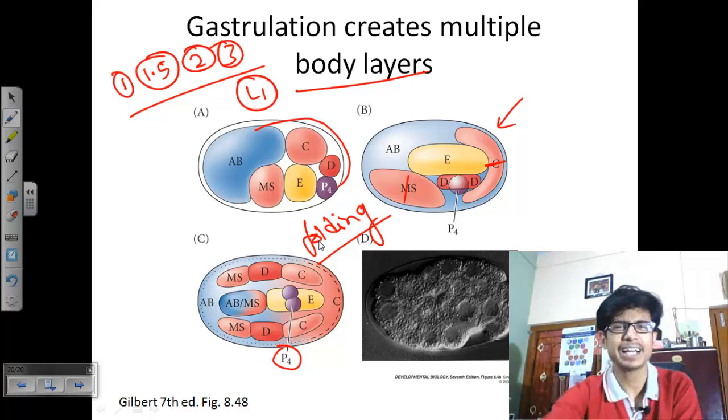So that's it. That's the overview of developmental biology in C. elegans, and I hope that's helpful.